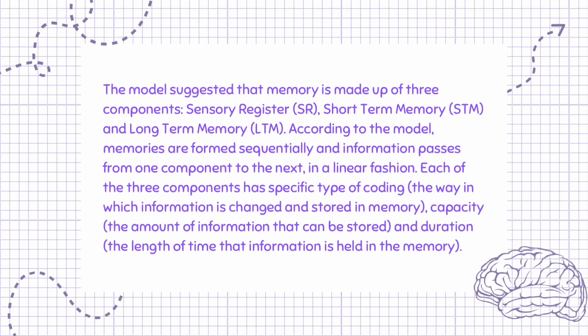The model suggested that memory is made up of 3 components: sensory register, SR, short-term memory, STM, and long-term memory, LTM. According to the model, memories are formed sequentially and information passes from one component to the next, in a linear fashion. Each of the 3 components has a specific type of coding: the way in which information is changed and stored in memory, capacity, the amount of information that can be stored, and duration, the length of time that information is held in the memory.